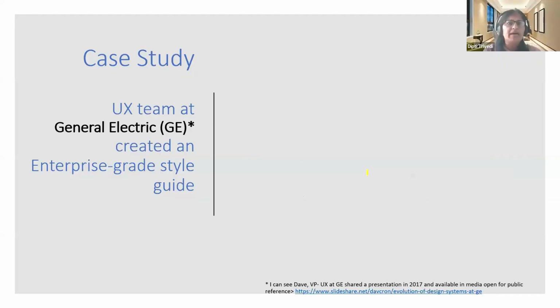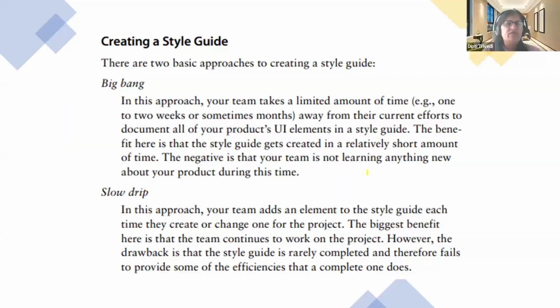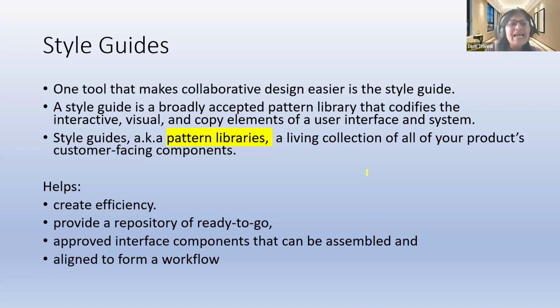Let me go back to where I was. So a style guide helps primarily to create efficiency, provide a repository that is ready to go and handy for the developer community contributing to the product, and approved interface components that can be assembled easily when they need them, and aligned to a workflow of how it will be used.